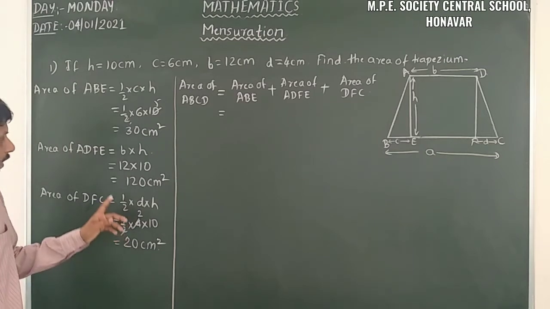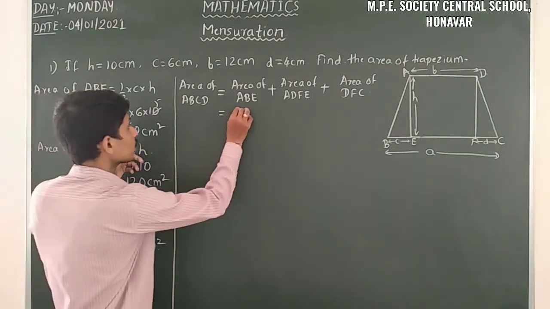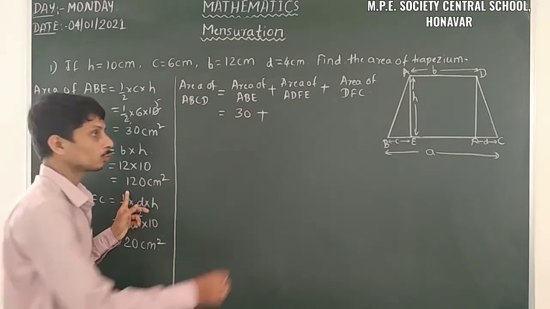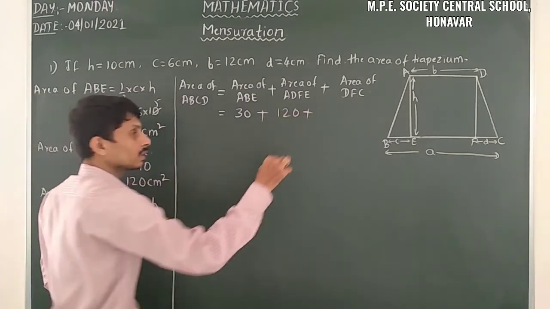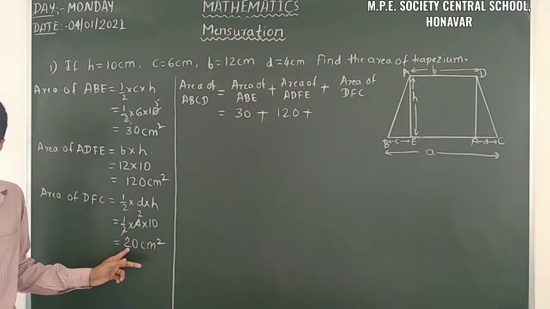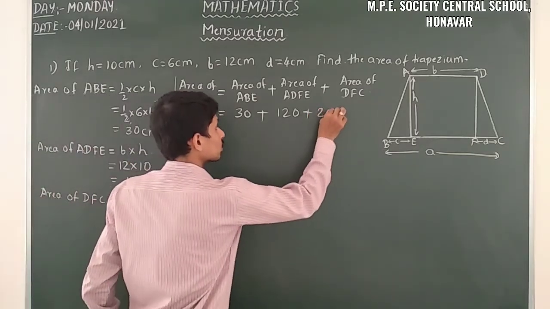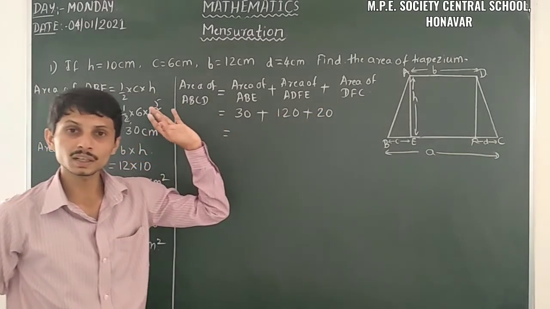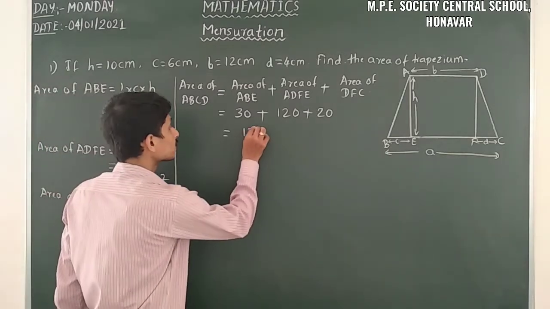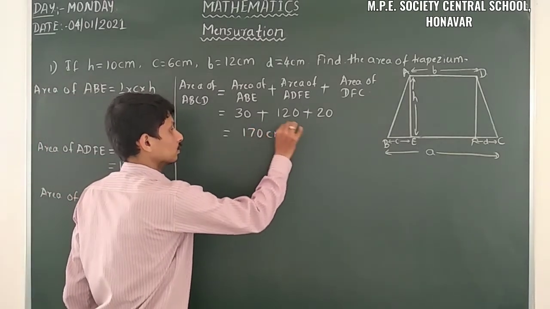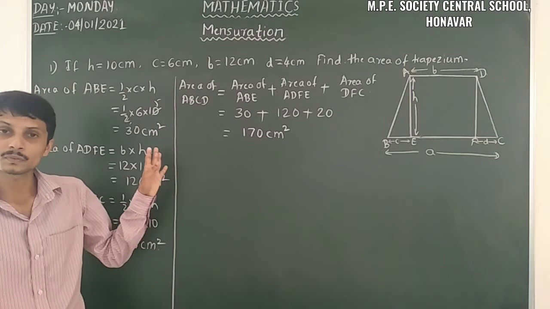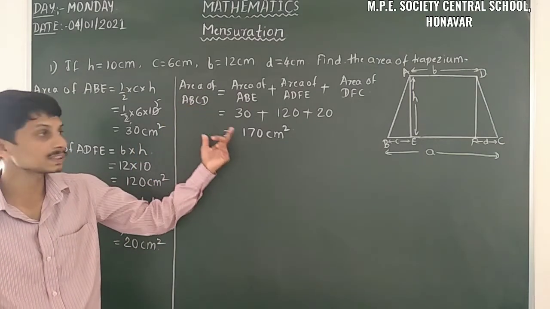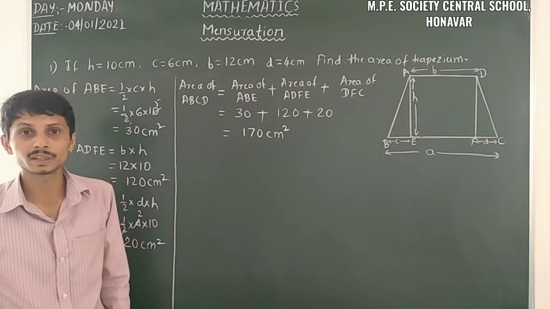What's the area of ABE here? That is 30 centimeter square, plus area of ADFE is 120. Then area of DFC is equal to 20. Just observe, 120 plus 30 is 150, plus 20 is 170 centimeter square. From this method we found that the area of trapezium ABCD is equal to 170 centimeter square.